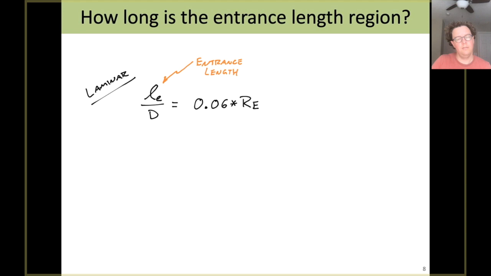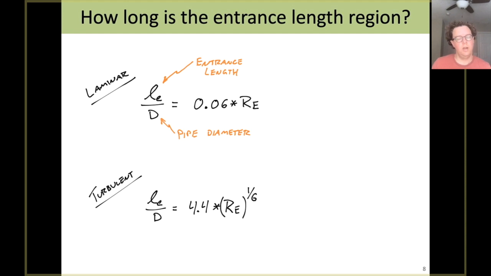So the entrance length, or that distance to go from fluid not moving to fully developed flow, that is 0.06 times the Reynolds number if we have laminar flow. And that D is the pipe diameter. Right? So the entrance length relative to the pipe diameter is defined by 0.06 times Reynolds number. If you've got turbulent flow, you've got a very similar problem. It's 4.4 times the Reynolds number to the 1/6 power, or the 6th root of the Reynolds number, if you prefer it that way.